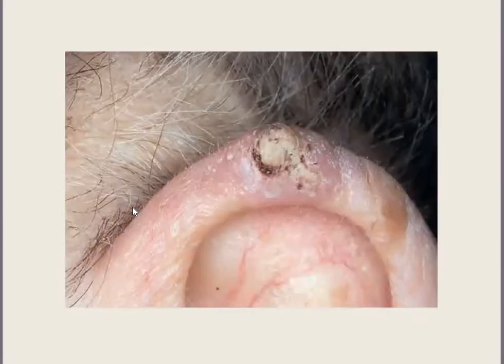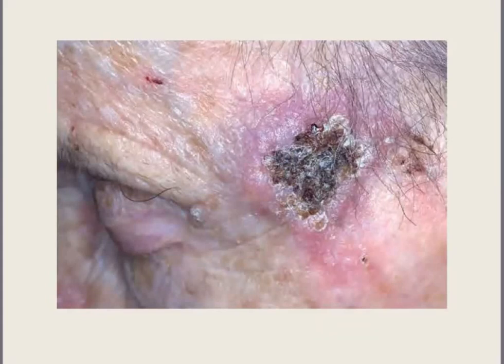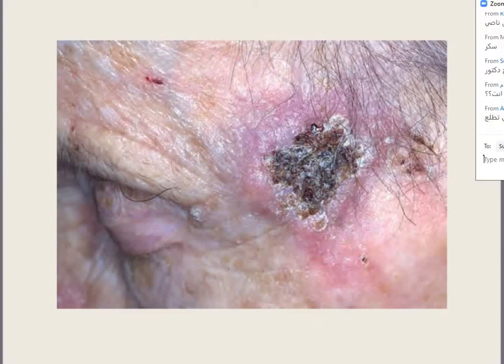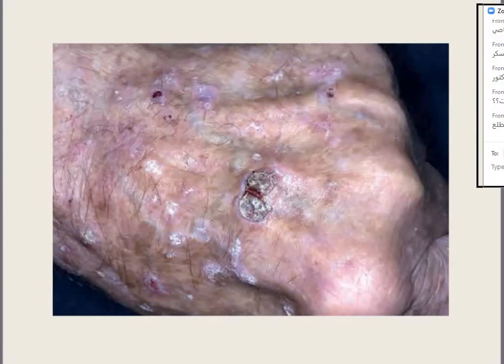Okay. One of the most common sites, the upper part of the external ear or the pinna. Squamous cell carcinoma. Okay. Sometimes it's ulcerated, and diagnosis is more difficult. Squamous cell carcinoma can undergo ulceration. Again, one of the most common sites for squamous cell carcinoma, the dorsum of the hand.